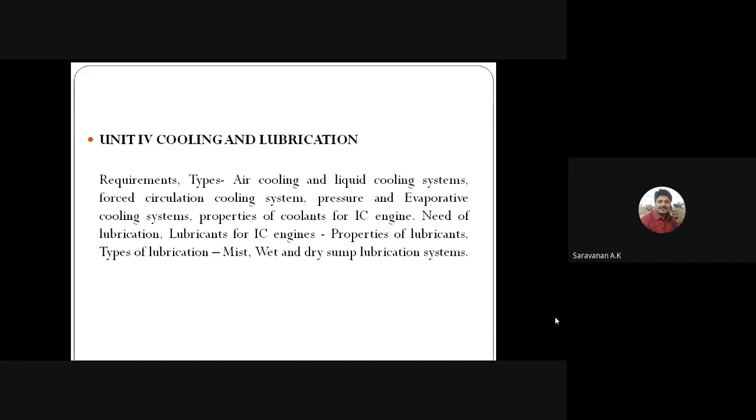So what are the topics in lubrication? The need for lubrication and the lubricant for IC engines, the properties of lubricants, the types of lubricants, and the types of lubrication systems. We will discuss these in the fourth unit, which is divided into two parts: the lubrication part and the cooling part.